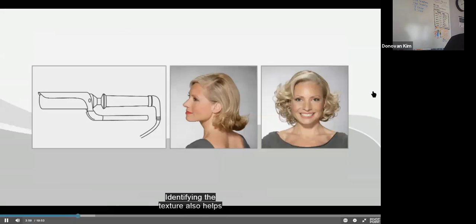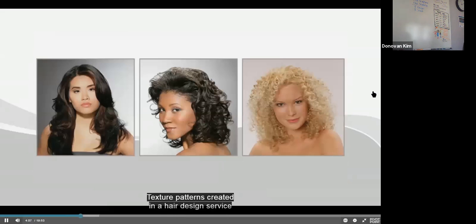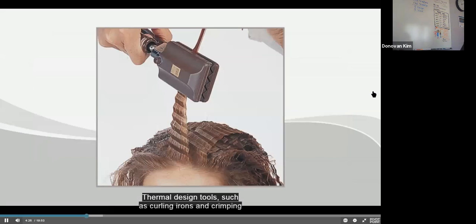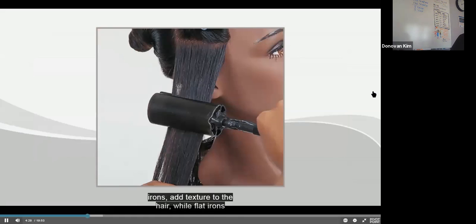Identifying the texture also helps to determine the finishing technique or type of tool needed to create the desired texture pattern. Texture patterns created in a hair design service can range from slow, undulating wave patterns to fast, highly activated curls, depending mainly on the diameter of the tools used. Large diameter tools produce slow waves, and smaller diameters produce faster curls. Thermal design tools such as curling irons and crimping irons add texture to the hair, while flat irons are used to straighten the hair.